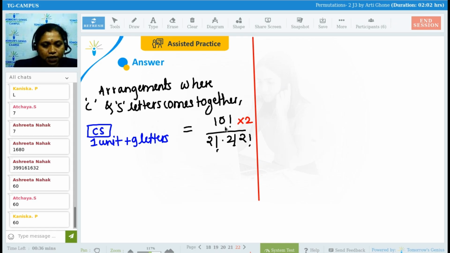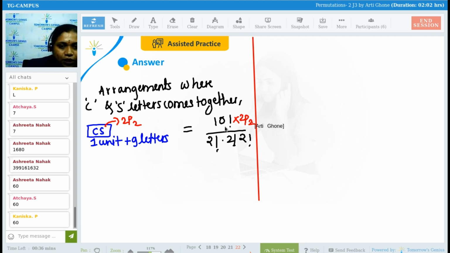So I'm assuming CS as one unit and 9 other letters. Now CS can also change their position. No, C first, S second, or S first, C second. Clear? Okay. So that's why we are arranging 2P2 extra over here. That is 2 factorial, which is equal to 2. Clear? Okay, this red color extra calculation is clear, which is made for CS internally changing their places by 2P2 ways. So this is multiplied with 2P2.